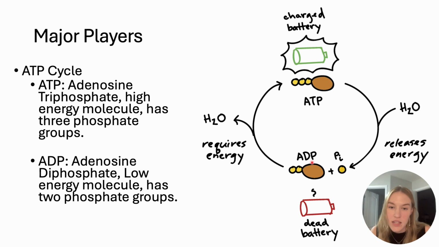But then that leaves us just with ADP, which is adenosine diphosphate, and this leftover phosphate. So we usually say P sub i. This stands for inorganic phosphate, and that's because this phosphate is not bonded to any carbons. So we have ADP now, and this is a lower energy molecule.